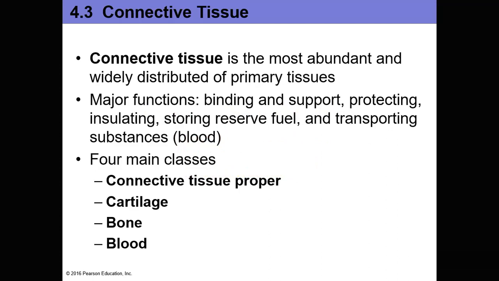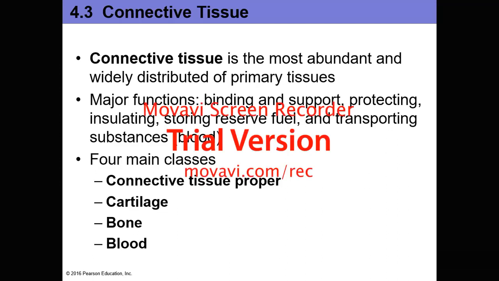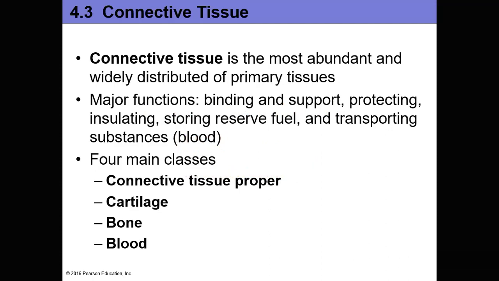epithelium is going to be superficial to the connective tissue. The connective tissue is going to be deeper to the epithelium, okay? And connective tissue is the most abundant and widely distributed of primary tissues. Major function is binding and support, protecting, insulating, storing reserve fuel, and transporting substances, which is blood.